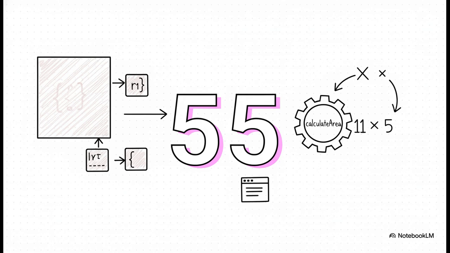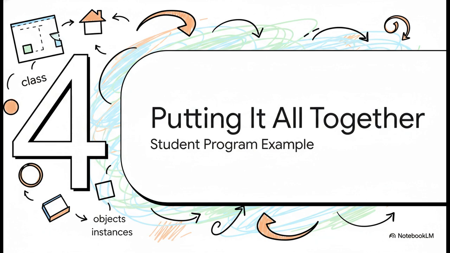The calculateArea method did exactly what it was told, using the specific data inside the object r1, 11 times 5, and printed the result. See how the object's data and its behavior are tied together? It's crystal clear. All right, we've covered all the individual pieces, the class blueprint, the object instance, and the method behaviors. So now let's put it all together in one complete working program. We can see the whole process from start to finish.